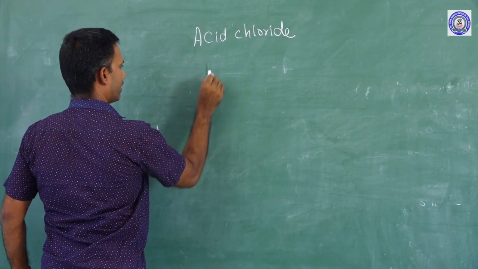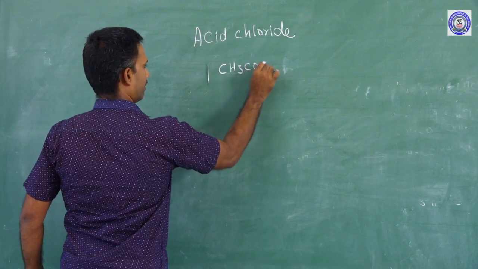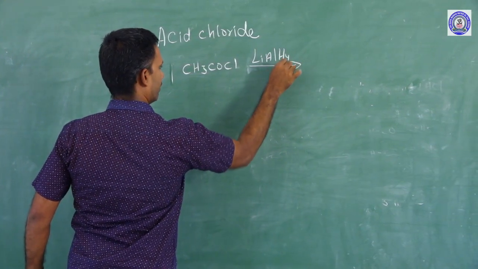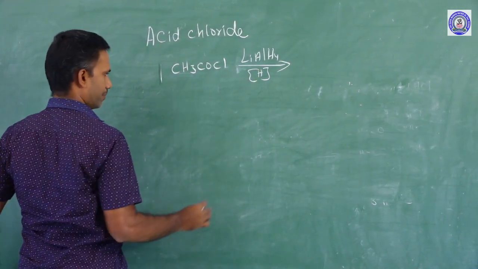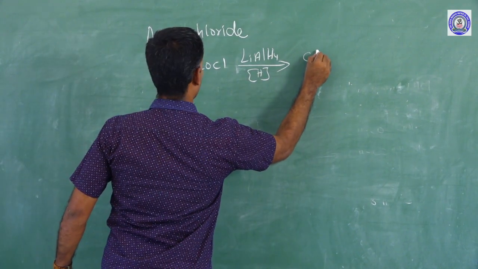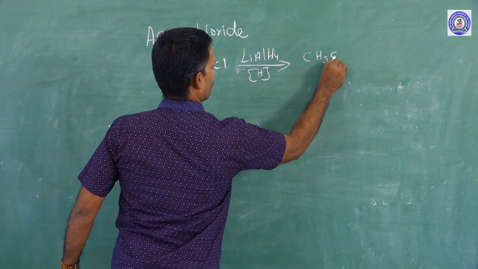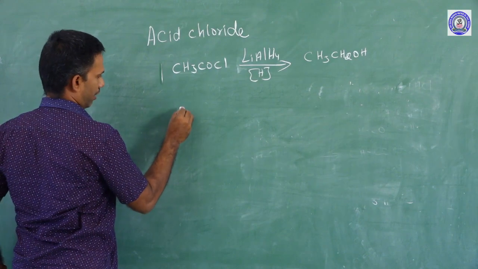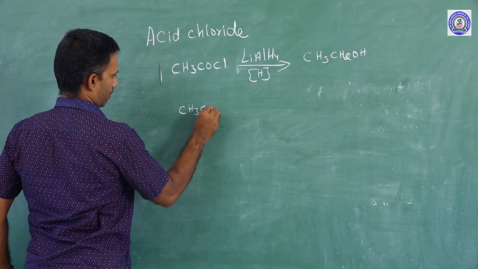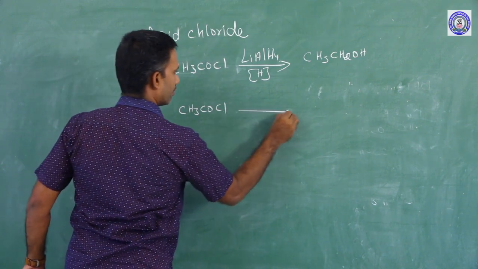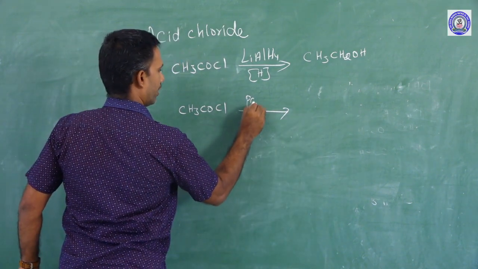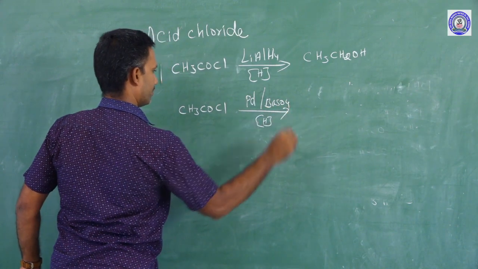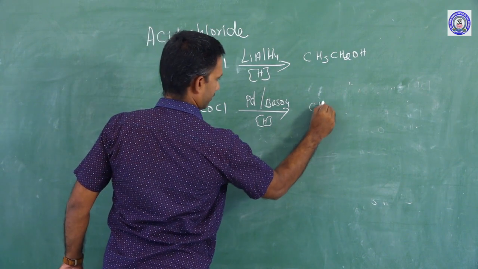When acid chloride, for example acetyl chloride, undergoes reduction with a reducing agent like lithium aluminum hydride, what is happening here? It is converted to alcohol. Whereas if you take acetyl chloride with palladium on barium sulfate, you are getting aldehyde.